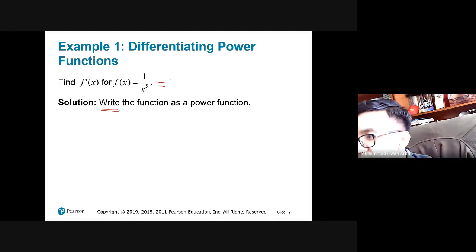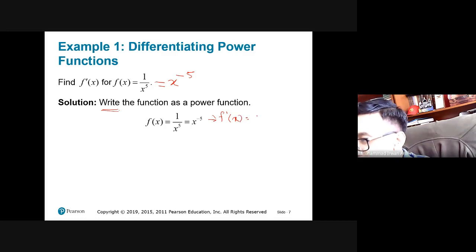We can actually make it easy if we convert this. So this would become x to the power of negative 5. So we can simply apply the power rule. What is our f prime of x? By applying the power rule, we bring negative 5 to the front. We have x to the power of negative 5 minus 1. So this will give us negative 5x to the power of negative 6.